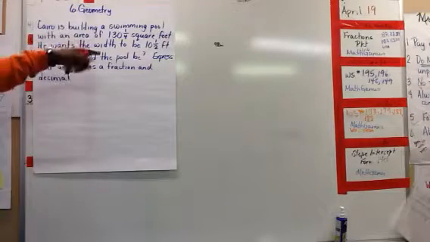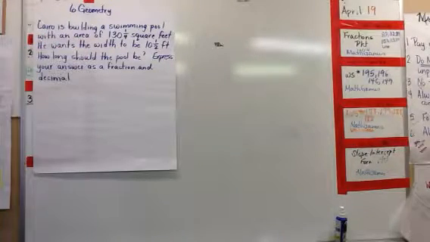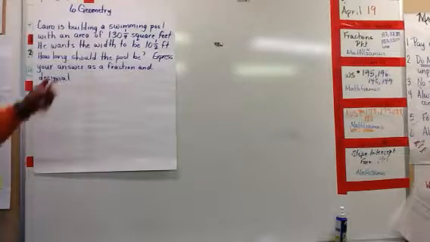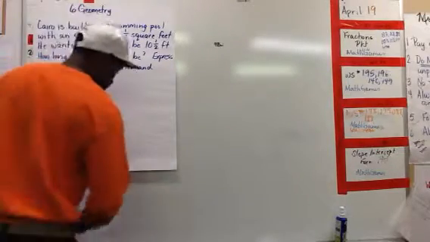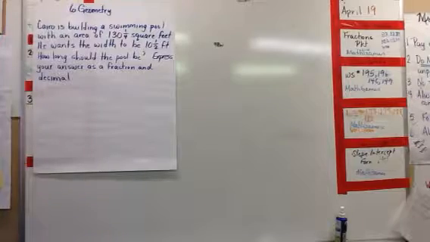He wants the width to be 10.5 feet. How long should the pool be? So we're finding length. Length correlates with how long something is. Express your answer as a fraction and a decimal. So as you can see, I'm being intentional about you knowing how to change and transform back from a fraction to a decimal. Let's first bucket.